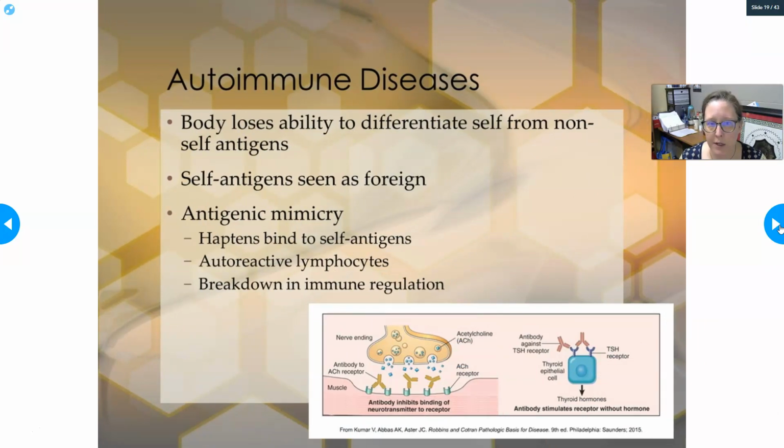In autoimmune diseases, the body loses the ability to differentiate self from non-self and attacks self-antigens because it thinks that they are foreign. The theory behind this is antigenic mimicry. So a hapten of the pathogen binds to a self-antigen, and then you have autoreactive lymphocytes. So basically the lymphocytes are mistaking the tissue for the antigen.